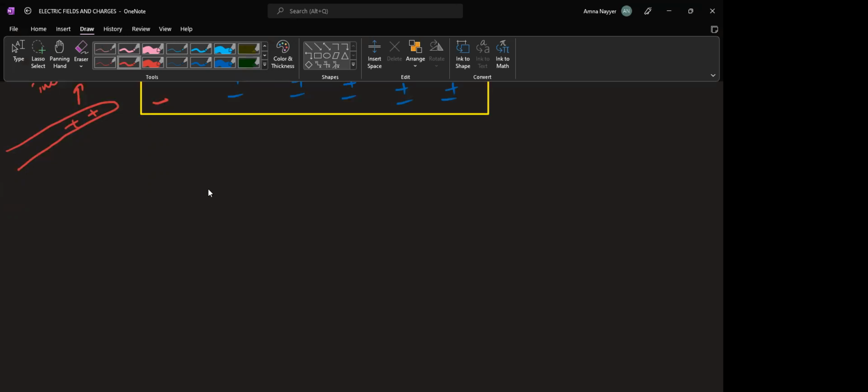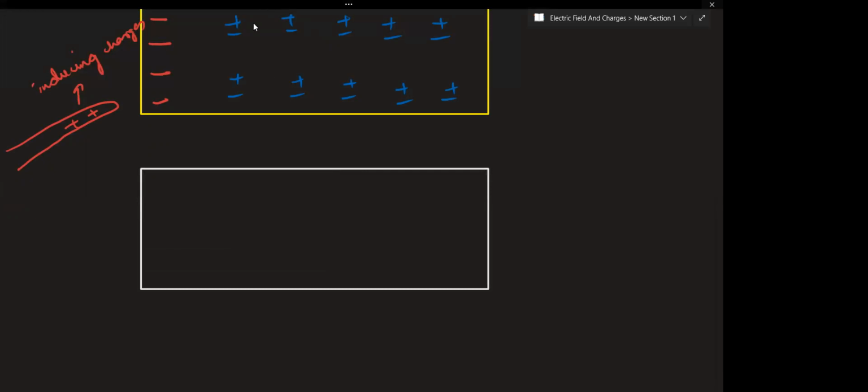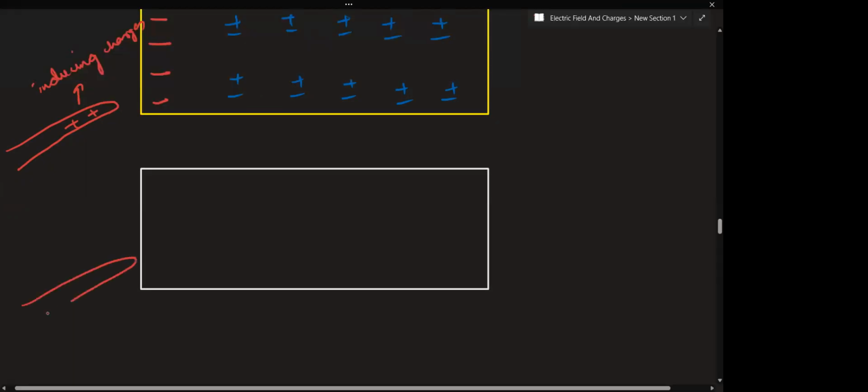Initially, what will happen? I have this rod with me. This comprises all the positive charges, so it will attract all the negative charges together, and this side will become electron deficient. So these are the induced charges. Till when will the separation of charges occur? This will occur until the inducing charge, meaning those charges which are producing this induction phenomenon, will be equal to the induced charge.